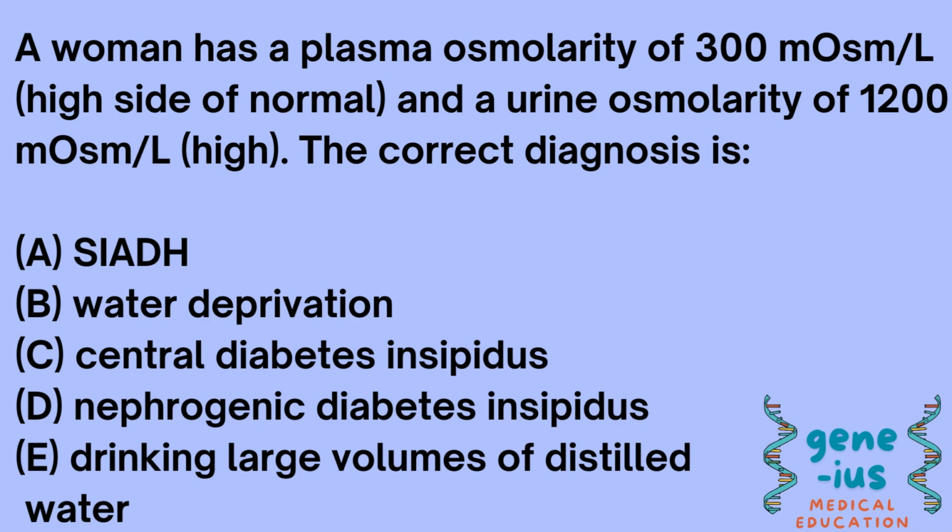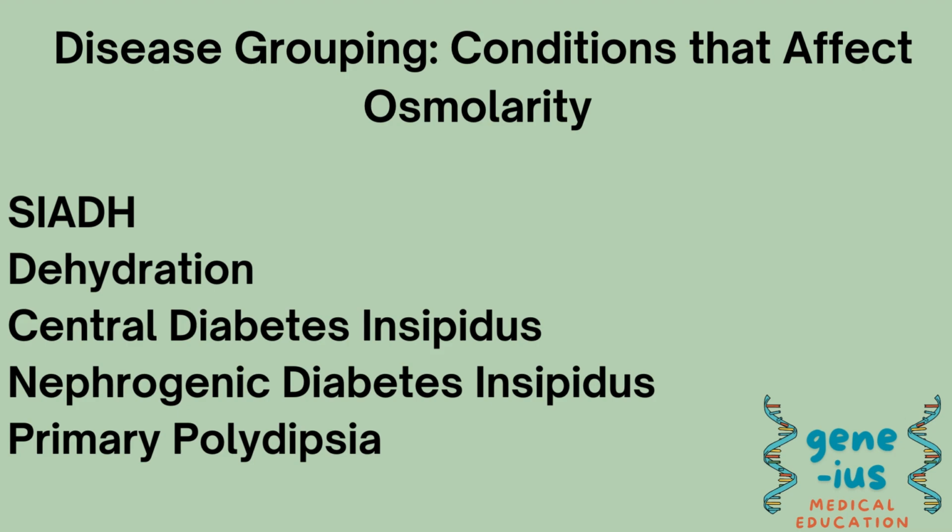A woman has a plasma osmolarity of 300, which is on the high side of normal, and a urine osmolarity of 1200, which is high. The correct diagnosis is A, SIADH, B, water deprivation, C, central DI, D, nephrogenic DI, or E, drinking large volumes of distilled water.